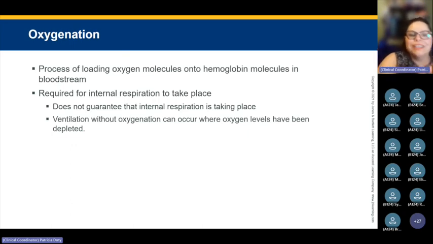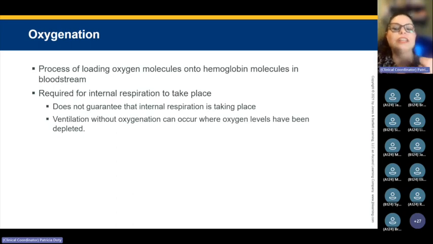So it does not guarantee that internal respiration is taking place. Oxygenation does not guarantee that. Ventilation without oxygenation can occur. Remember we talked about a blockage? Okay. COPD can have a blockage. CHF can have a blockage. Heck, you can not chew a piece of steak enough and have a blockage, okay?